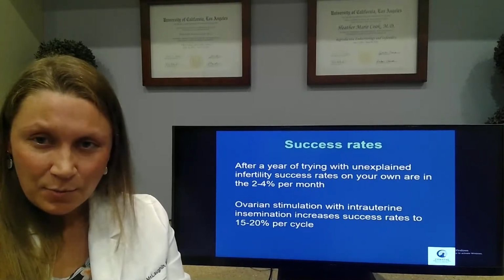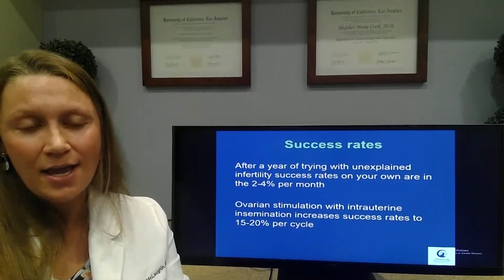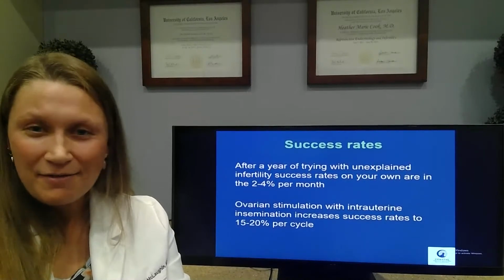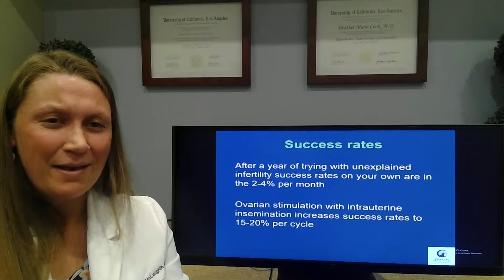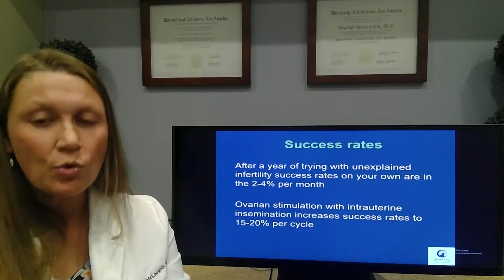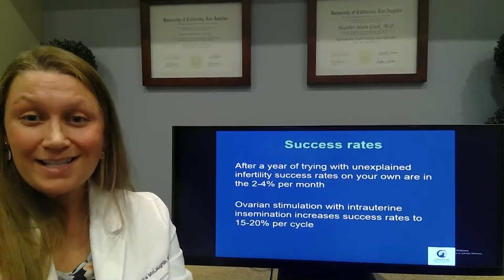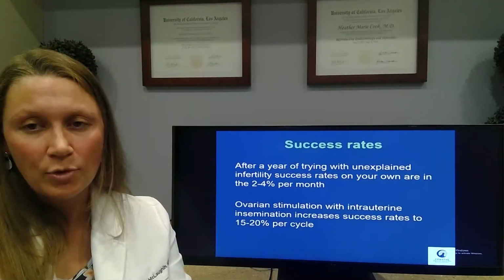I always like to put this into perspective of what's normal. So let's take a 30-year-old couple that comes to see us. They don't have any fertility problems. They're just trying to start their family. And they probably at most have a 20% chance of conceiving each month. So again, it's not zero when you have unexplained infertility, but it's probably low. It's probably at 2 to 4%.